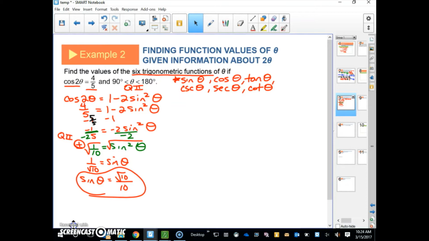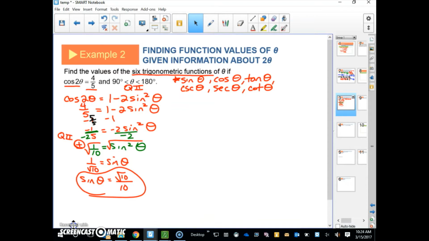This question asks me to find all 6 trig function values. Maybe on your homework it only asks you for sine theta and you'd be finished. Now, once you've got one of them and we need to find the next one, probably going to find cosine. You've got some options.